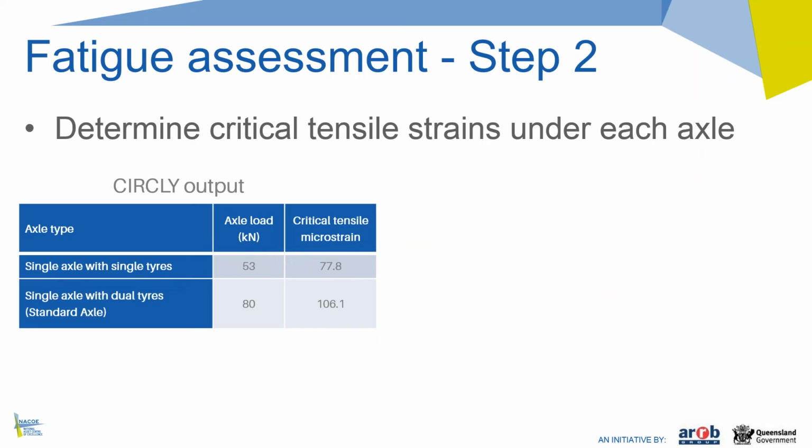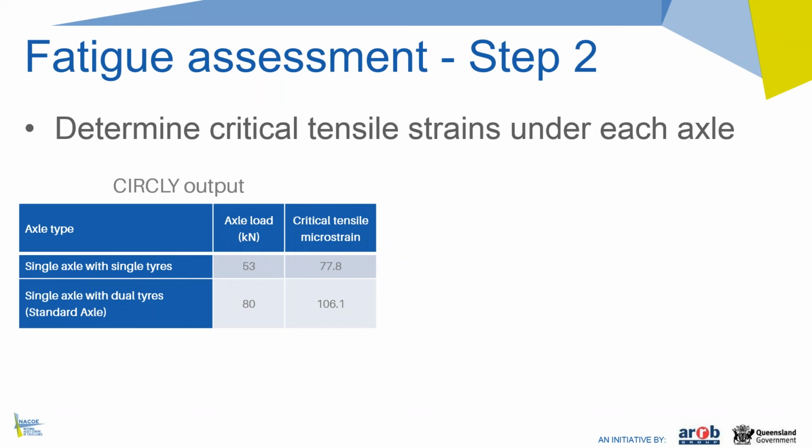Our next step is to input that pavement structure into Circly and determine the critical tensile strains under the 2 axle types that we've already mentioned, so under a single axle with single tyres and a single axle with dual tyres. So that was done using loads of 53 and 80 kilonewtons again, and ending up with those strains 77.8 and 106.1.